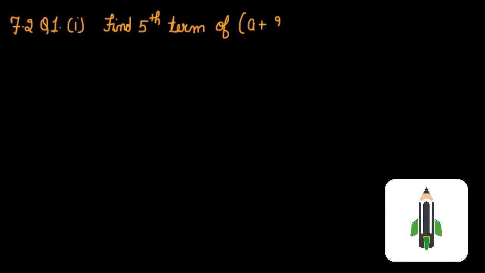In this video, we are going to solve question number 1 of exercise 7.2. Find the fifth term of (a + 2x³) raised to the power 17.